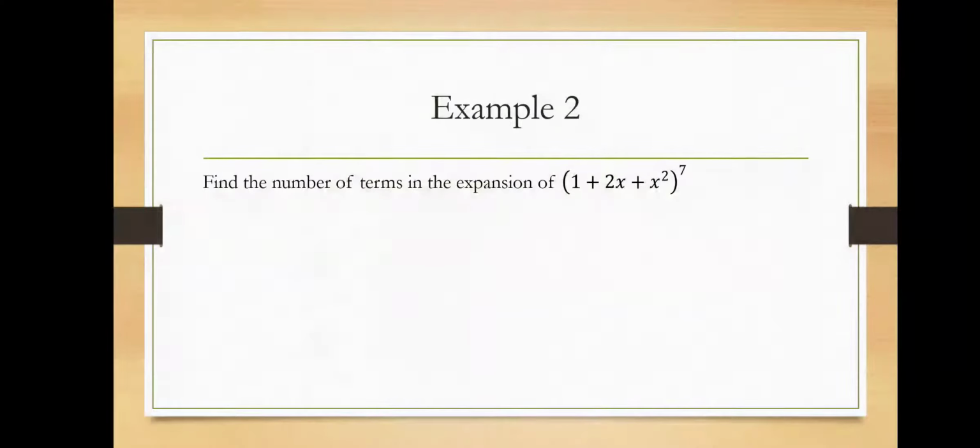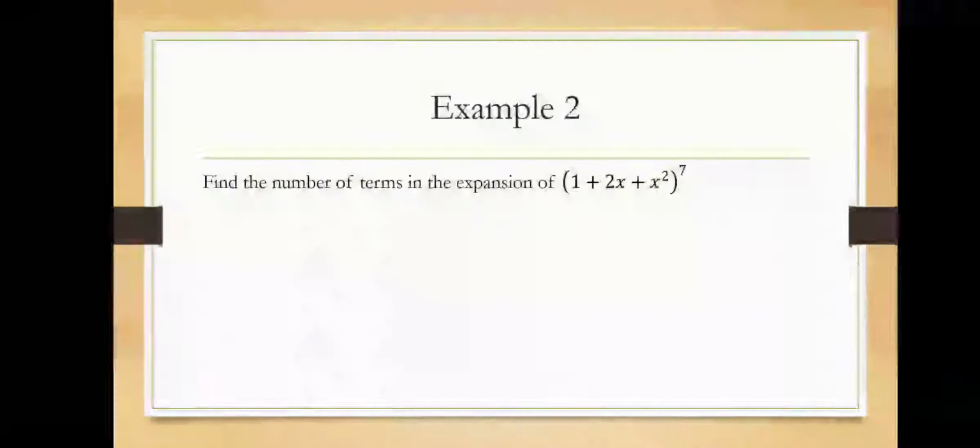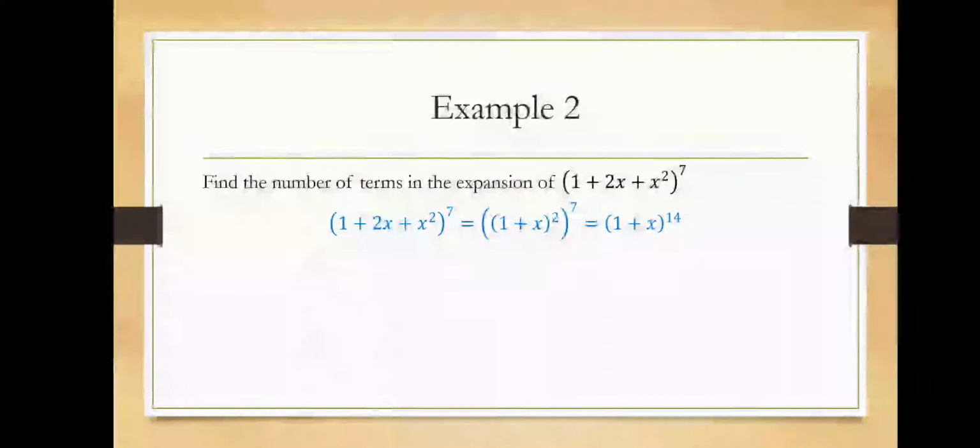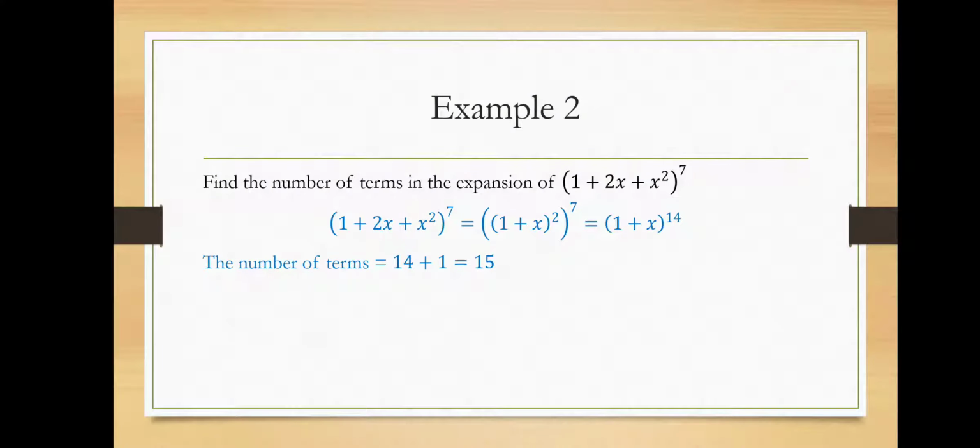But obviously in the next problem there is a little bit of work. Find the number of terms in (1 + 2x + x²)^7. Now this is not a binomial, this is a trinomial, and we don't know how to find the number of terms for trinomials, so we have to do something. You can see 1 + 2x + x² is basically (1 + x)². So ((1 + x)²)^7 gives you (1 + x)^14. Now this boils down to a binomial, so it becomes 14 + 1, 15 terms.